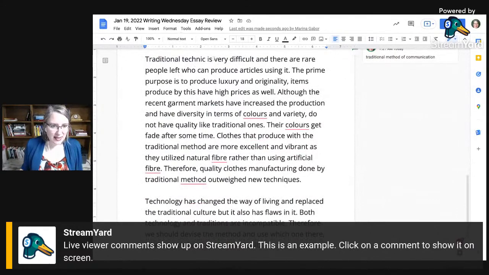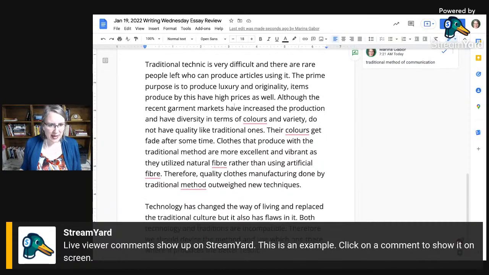Traditional technique, so we might have some word usage issues, which we'll talk about later, is very difficult, and there are rare people left who can produce articles using it. Okay, very difficult sentence to read and understand, so we could simplify that. The prime purpose is to produce luxury and originality. Items produced by this have high prices.